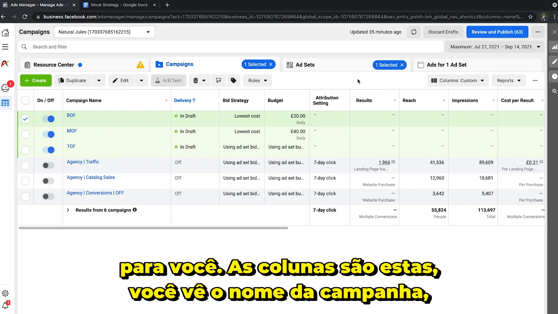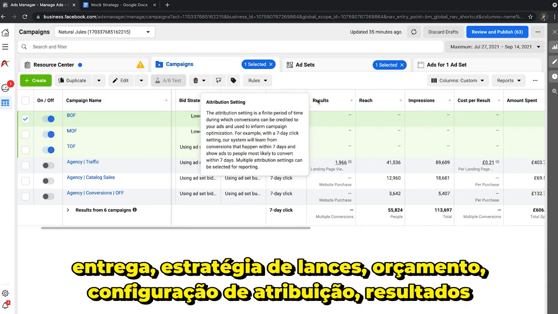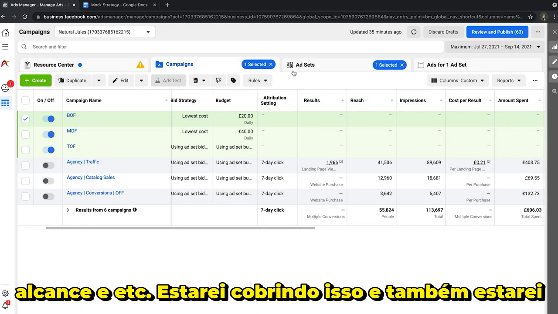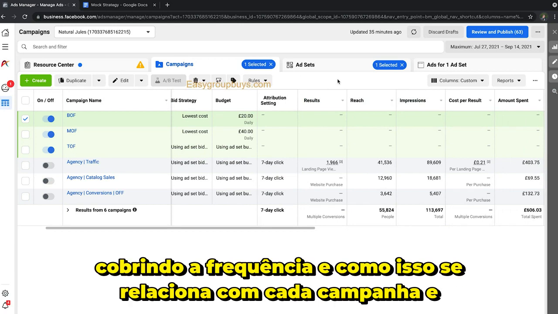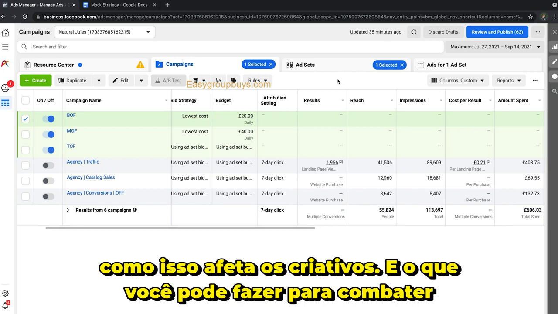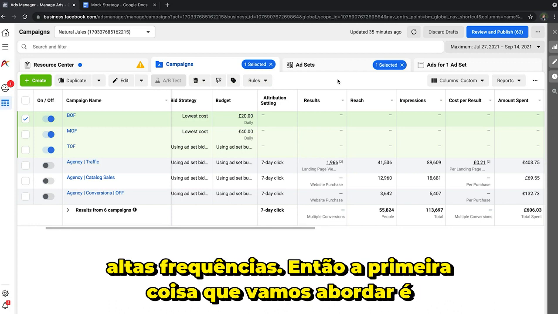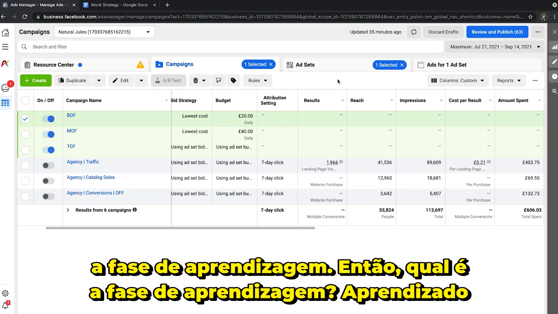So columns are these. You see the campaign name, delivery, bid strategy, budget, attribution setting, results, reach, and etc. I'll be covering that, and also I'll be covering frequency and how that relates to each campaign and how it affects the creatives and what you can do to combat high frequencies. So the first thing we're going to cover is the learning phase.